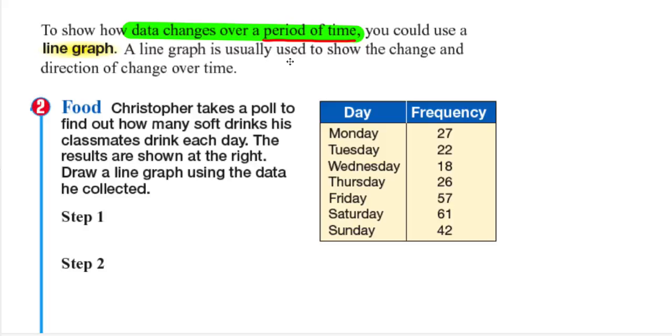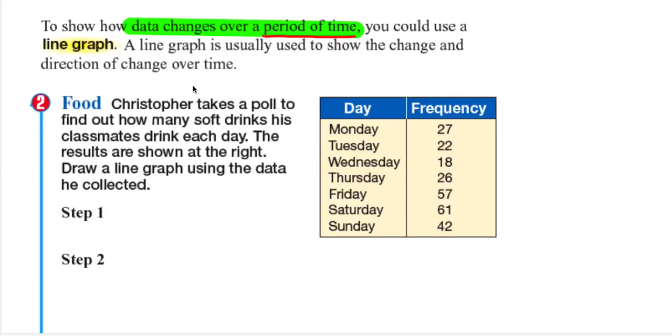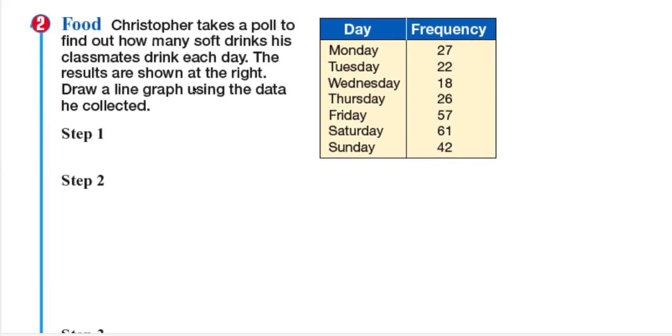A line graph is usually used to show the change in direction over time. Let's take a look at example number 2 and see how this works. Christopher takes a poll to find out how many soft drinks his classmates drink each day. The results are shown at the right. Draw a line graph using the data he collected.